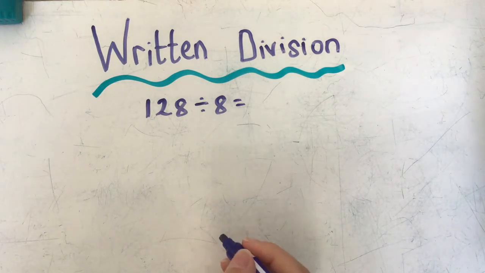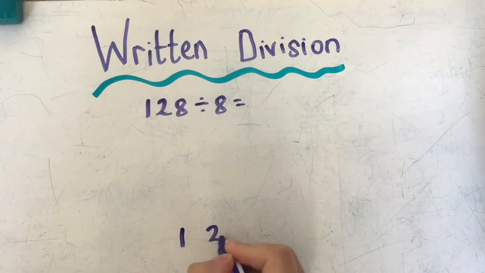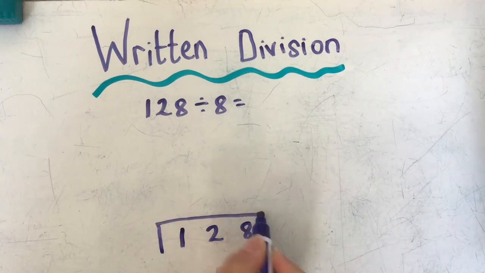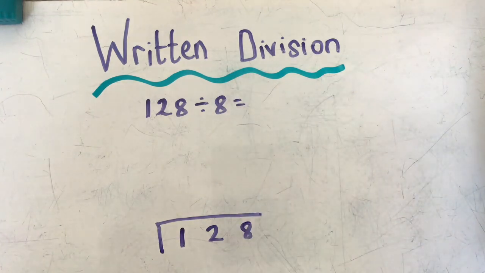So 128 divided by 8. Again, we write out the number 128, making sure to leave a little bit of space between the digits. We draw the lines around to make it look like the bus stop, and we put our divisor, or the number that we are dividing by, in front of it. So that is what your sum is going to look like.